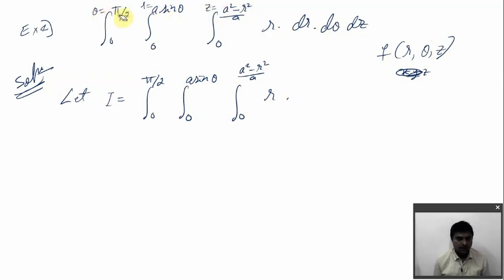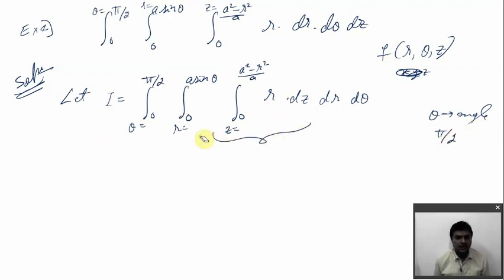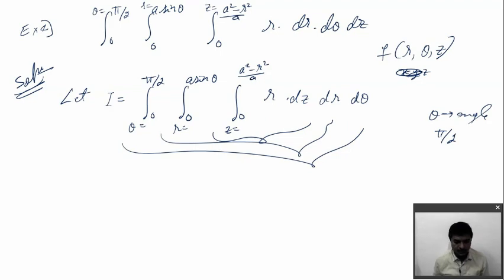Here you can see theta is always taken as an angle, pi by 2. So this is going to become theta, this is going to become r, and this is going to become the z value. So first I have to take dz, then dr, and then last d theta. We take theta last because of pi by 2. Pi by 2 is an angle, so I can take this theta as an angle of pi by 2 radian. So I will first integrate with respect to z, then with respect to r, and last with respect to theta. One by one we are going to integrate.